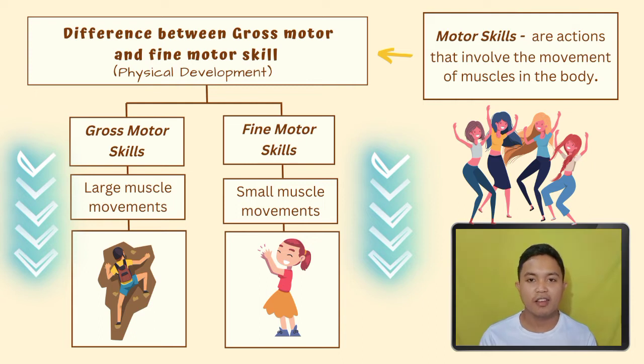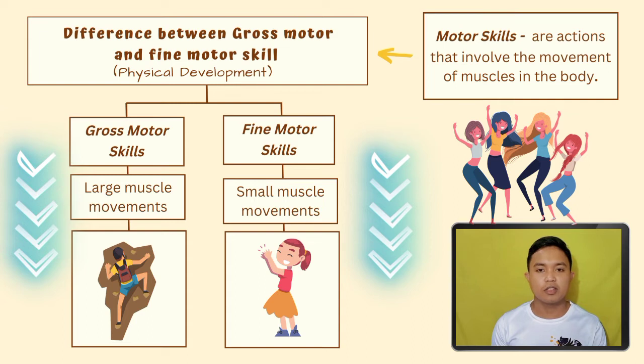On the other hand, fine motor skills involve smaller and more precise movements of muscles in the body. It largely involves the hands and the fingers. Examples of this are a child pointing at an object, a child grasping an object, and another one clapping.